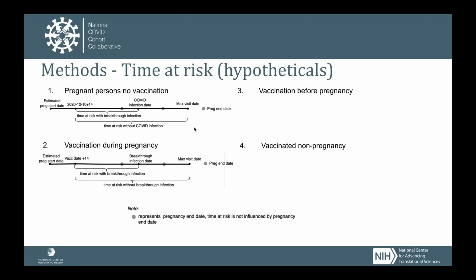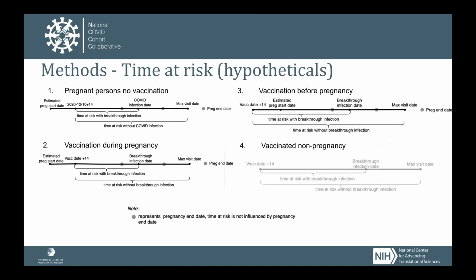So then another part of our outcome is time at risk, which is the exposure time. I also described time at risk for those four subgroups of our study cohort. For pregnant persons who are not vaccinated, their time at risk would be calculated from the vaccine approval date plus 14 days, which is December 24th, 2020, until their COVID infection date.